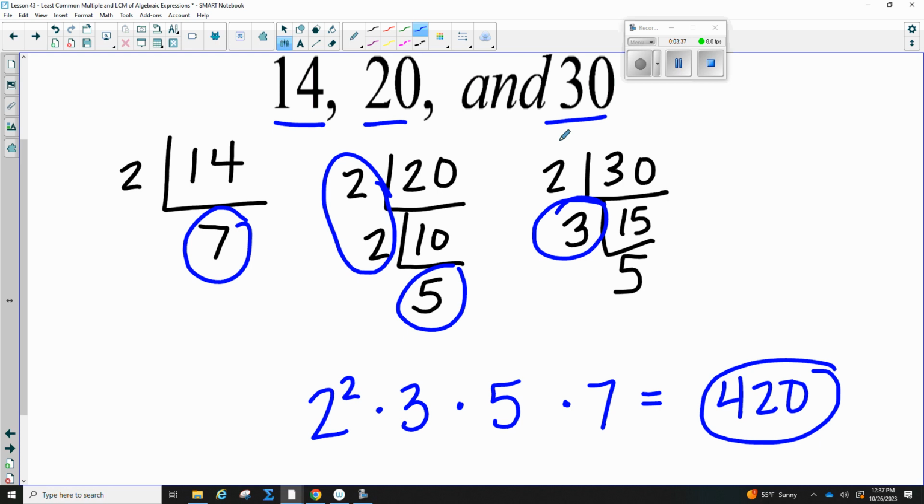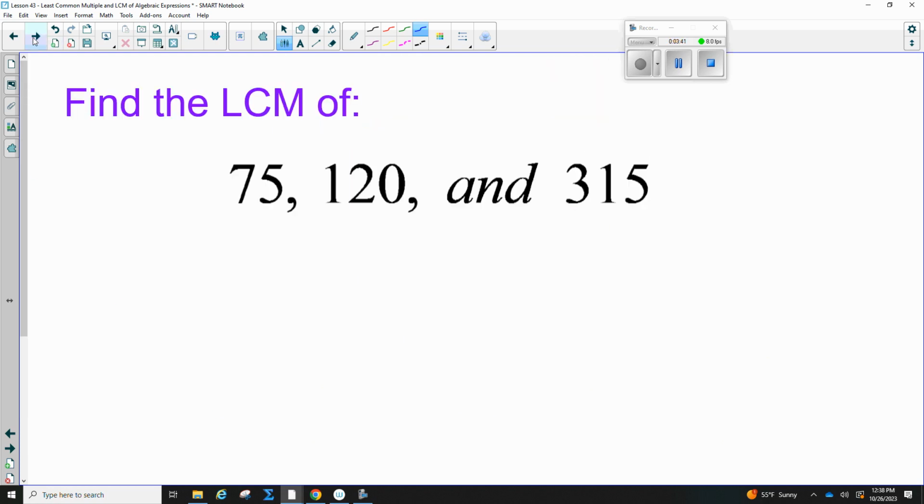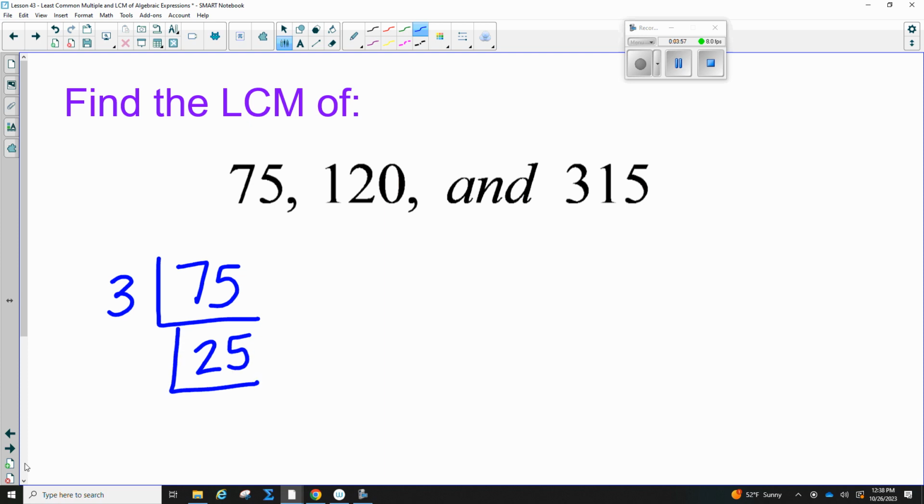Hopefully they won't give you one like that. All right, this one's even worse, as far as the numbers at the end. So we start with 75. 2 does not go into it. So then we do 3. Does 3 go into 75? Yes, 25 times. And then 3 does not go into 25, but 5 goes into 25 5 times.